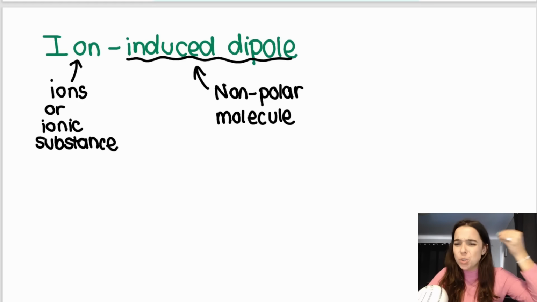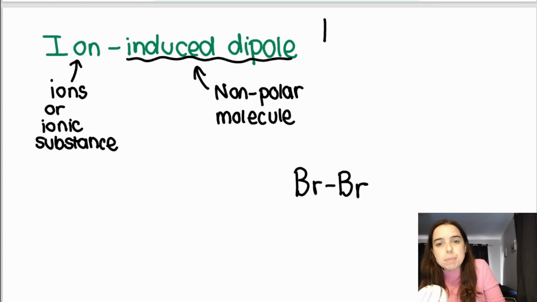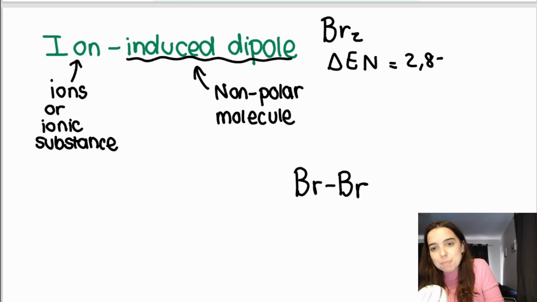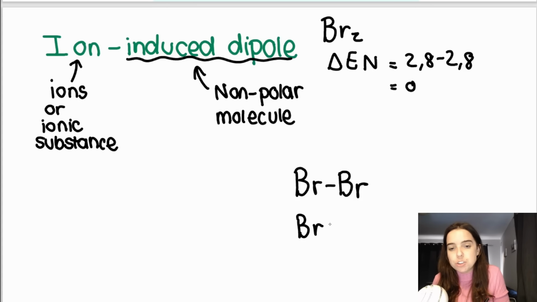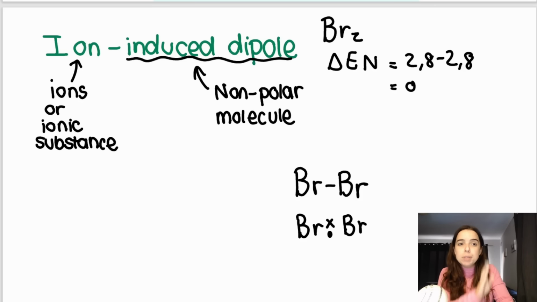So let me explain what induced dipole means. Let's pretend we have a bromine molecule. So that would be Br2. If you do the difference in electronegativity, the electronegativity of bromine is 2.8, minus 2.8, you get 0. You know immediately it's a non-polar molecule. That means that when it shares its electron pair, so as you know, it shares one pair of electrons here, they lie exactly in between the two bromine atoms. One bromine atom doesn't have a greater pull on that shared electron pair than the other. It lies in between. It's an even charge distribution.